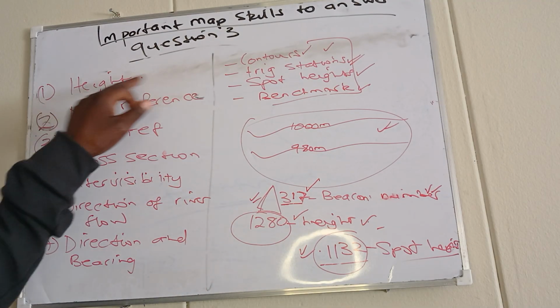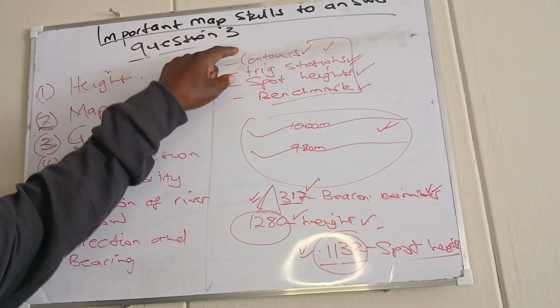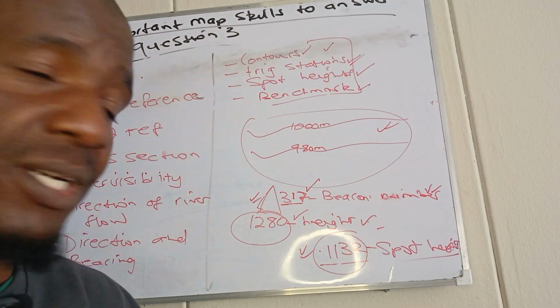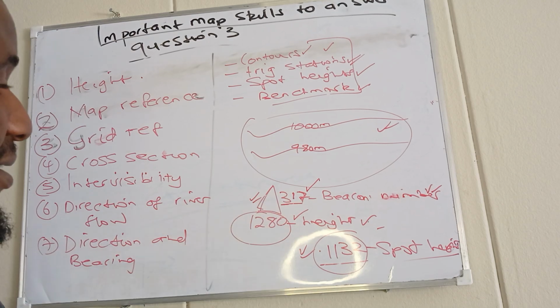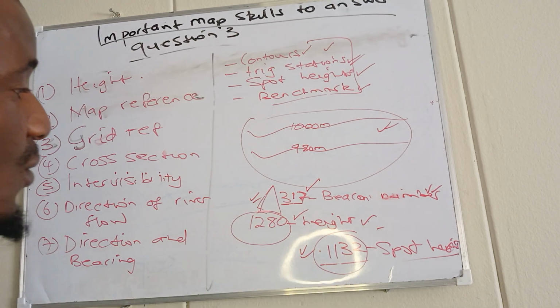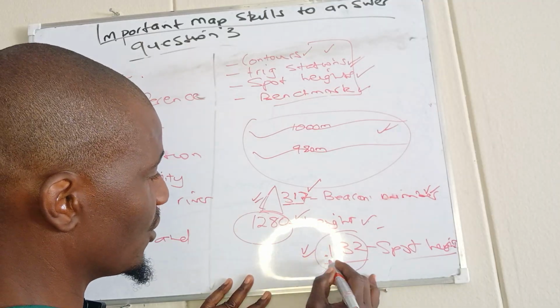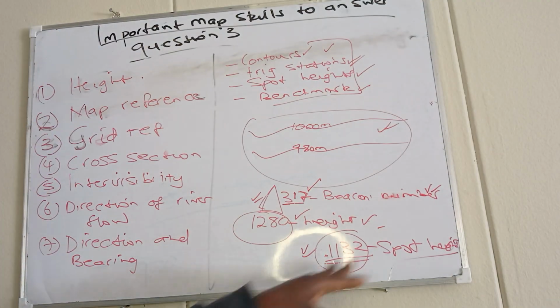And as far as height is concerned, your contours I've demonstrated. Your trig station, I've shown you that on a trig station or trigonometrical beacon, you've got your beacon number and your height. Then also on your spot height, of course, there's a spot here. Then you've got your number which shows the height. Okay, that's a spot height.